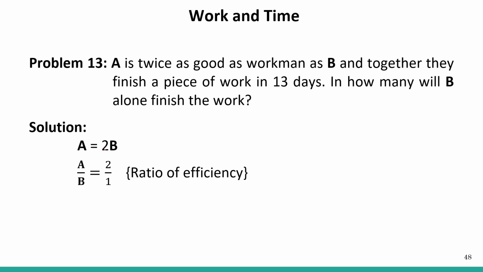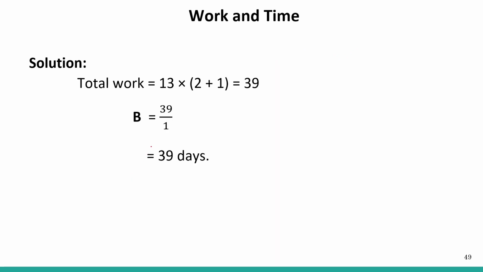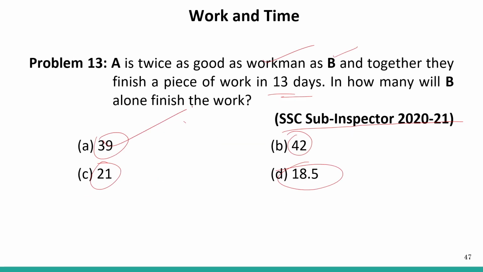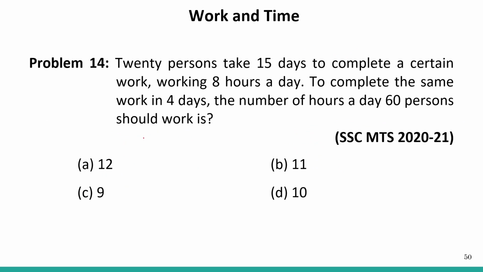So A is equal to 2B, right? So A is to B is equal to 2:1 ratio of efficiency. So total work is equal to 13 into 2 plus 1, which is equal to 39. So B is equal to 39 by 1. So B will take 39 days to complete the same work. So here 39 will be the correct answer; 21, 42 and 18.5 are all wrong answers. So let's see problem number 14.